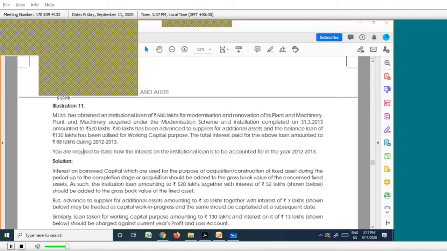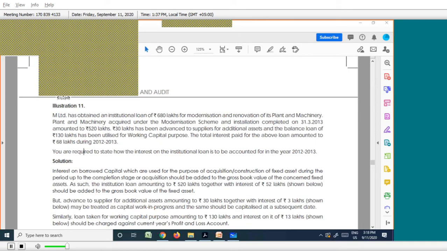Then what about the balance? 30 lakhs has been advanced to the supplier for an additional asset. What is that additional asset? Whether that additional asset is a qualifying asset or not, the question is silent. They are simply mentioning additional asset. What is the nature of that additional asset? We don't know. So we have to take some positive assumption in this case.